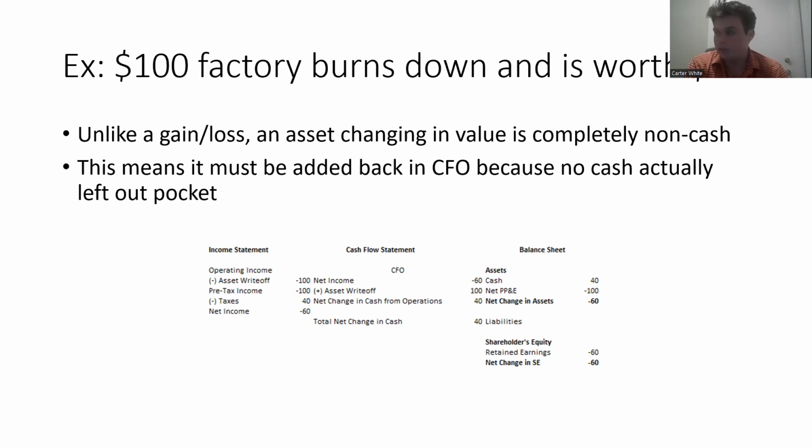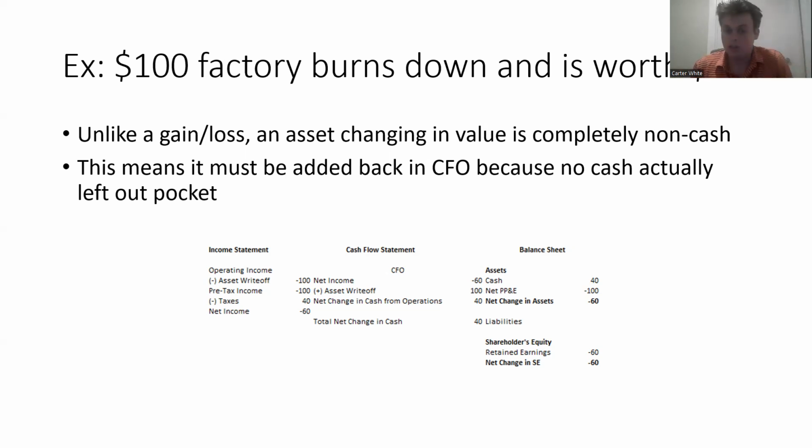Let's just think about this like a 5-year-old. If my apartment room just completely burned down right now, I would not lose any money from that. Yeah, I would lose my apartment, and that would suck, but I wouldn't actually lose any money. No one's taking cash from me unless there was cash in my apartment. But in reality, I'm not actually losing cash. So unlike a gain or a loss, an asset changing in value is completely non-cash. When you actually sell an item, there is cash being exchanged here. But here, there's no cash being exchanged. So this means it must be added back in cash flow from operations because no cash actually left my pocket.